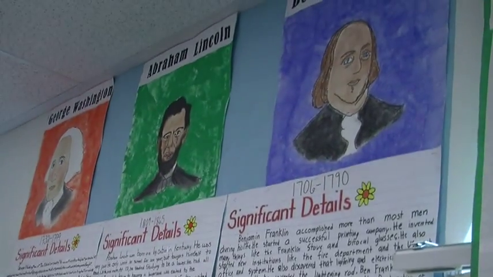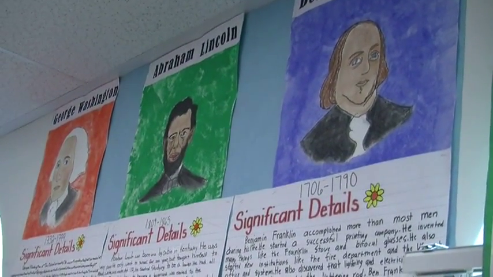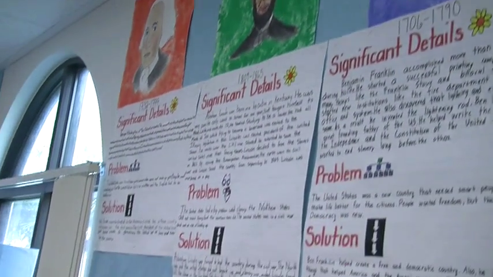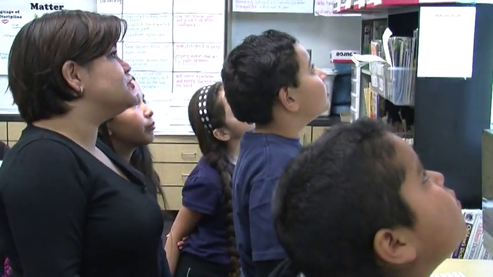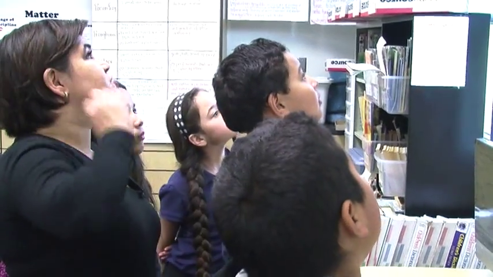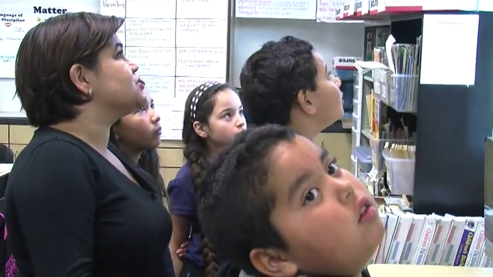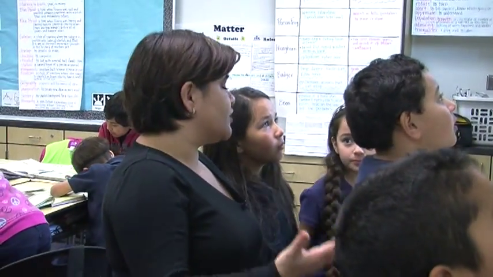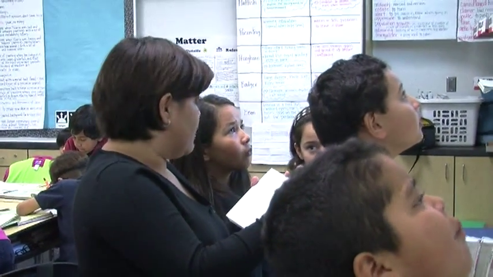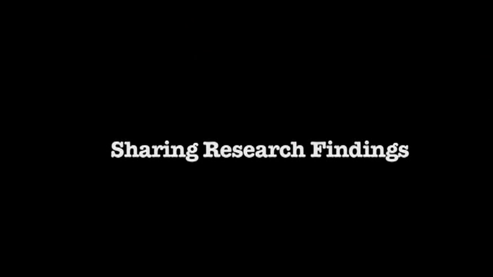So, we looked at the significant details of their lives. We looked at the problems that they were faced with in our country and their solutions and contributions to our country. So use that information to figure out why they would be important enough to be honored by being on our currency, on our money.